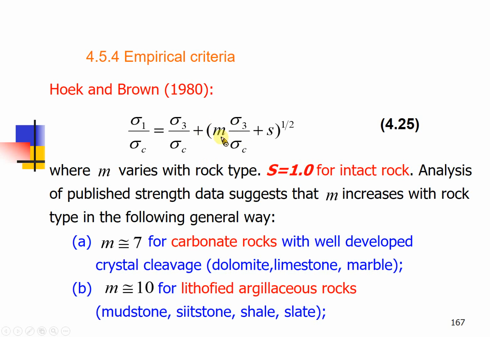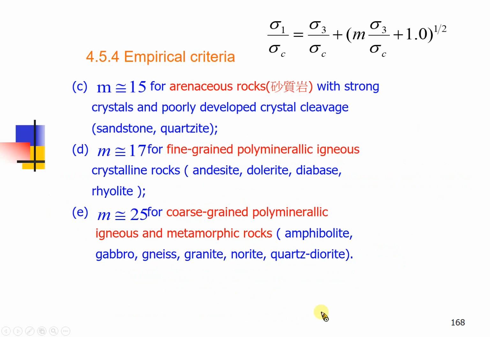this parameter m is highly related to the lithology. For example, for carbonate rocks, m equals 7, and for argillaceous rocks, m equals 10. So if you have an m and an s, then you will have the failure envelope. Okay, these will be the other rock types. You will have different m.